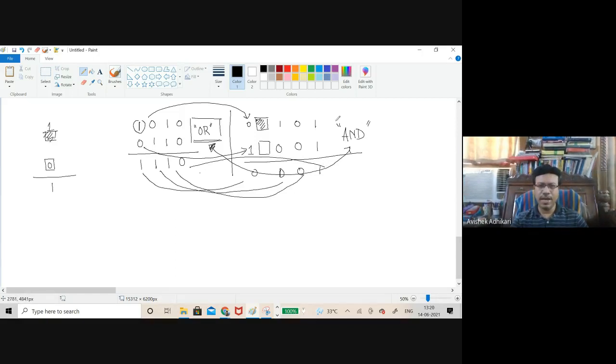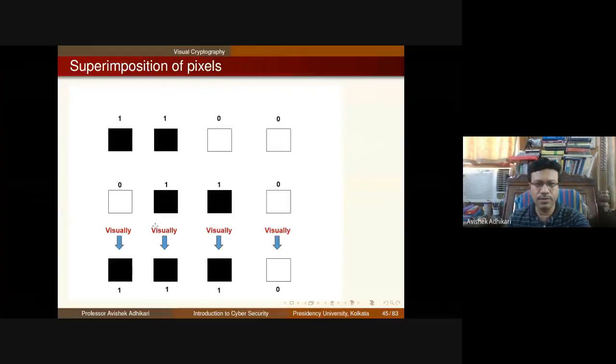So this is now the AND. But in our visual cryptographic purpose, we will consider the OR operation. That means we consider 1 to be black and 0 to be white. Okay, is it clear? So now you can understand that this is a physical phenomenon that can be very easily explained through this. So superimposition of 2 pixels is nothing but mathematically the OR operation. So that is our first observation.